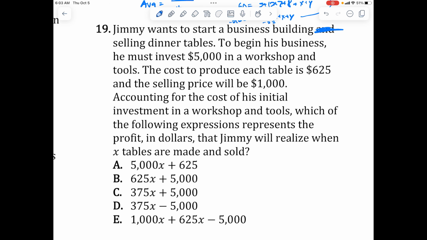So his total cost, we're trying to model his profit, right? So think about one table. Let's just make a table for it. Yeah, I mean, no pun intended. Let's just make a table of profit and tables sold. So when he has 0 sold, and let's say he's starting his business, he must invest 5,000. So he's making an initial investment. His initial profit is essentially negative 5,000.